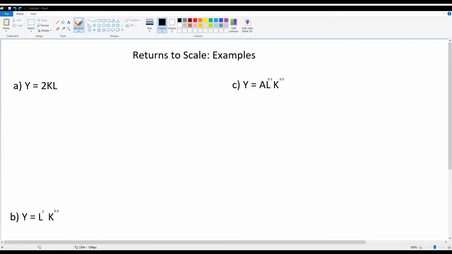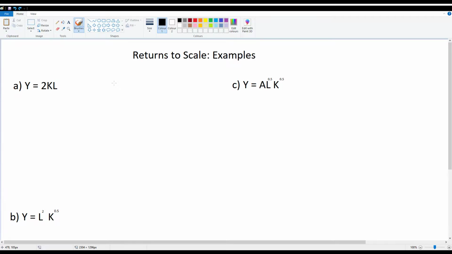I'm going to do some quick examples with returns to scale. This is a lot from the last video. A fairly common exam question will give you a production function like any of the ones here, and you're going to be asked to determine if that production function has increasing, constant, or decreasing returns to scale. It's fairly straightforward.